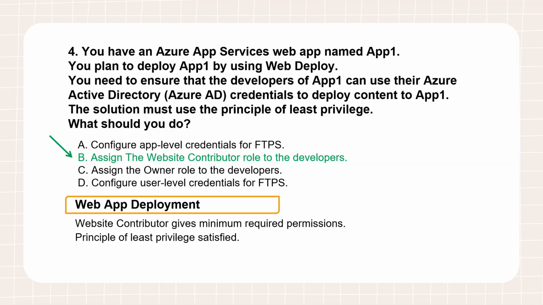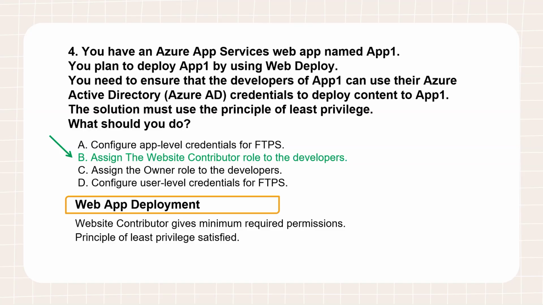Question 4. You have an Azure App Services web app named App 1. You plan to deploy App 1 by using Web Deploy. You need to ensure that the developers of App 1 can use their Azure Active Directory, Azure AD, credentials to deploy content to App 1. The solution must use the principle of least privilege. What should you do?